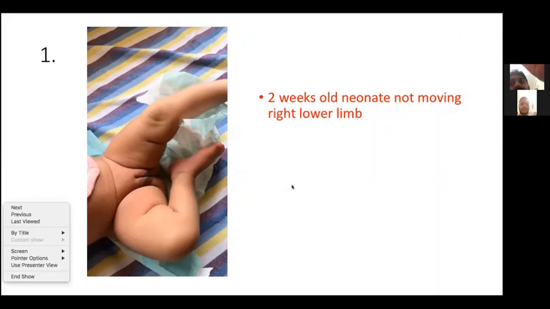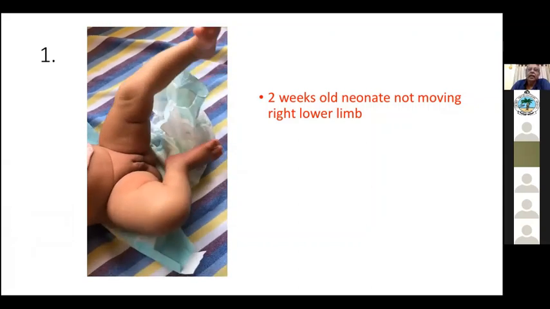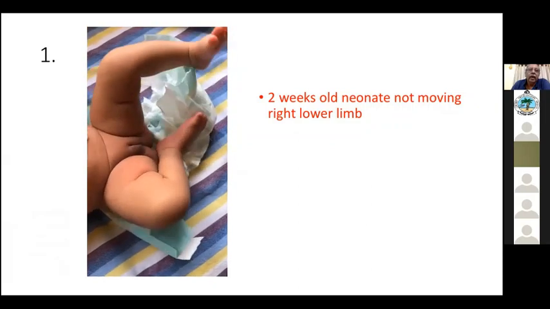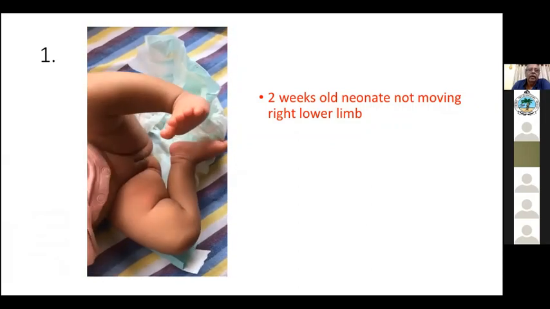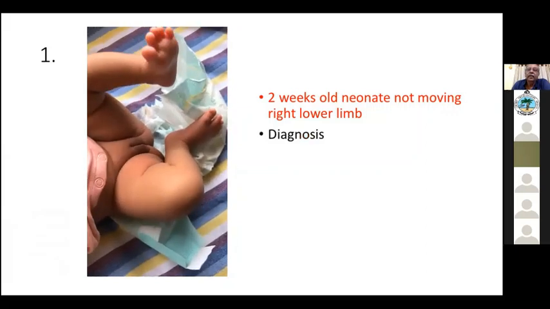Infection of the joint. What do you call that? Septic arthritis. Okay, that is septic arthritis of the hip joint. You can see the child is not at all moving the lower limb. The other limb he is moving, but here it is not moving at all. And you can see a little bit of redness also. Most likely it is to be a septic arthritis of the hip joint.